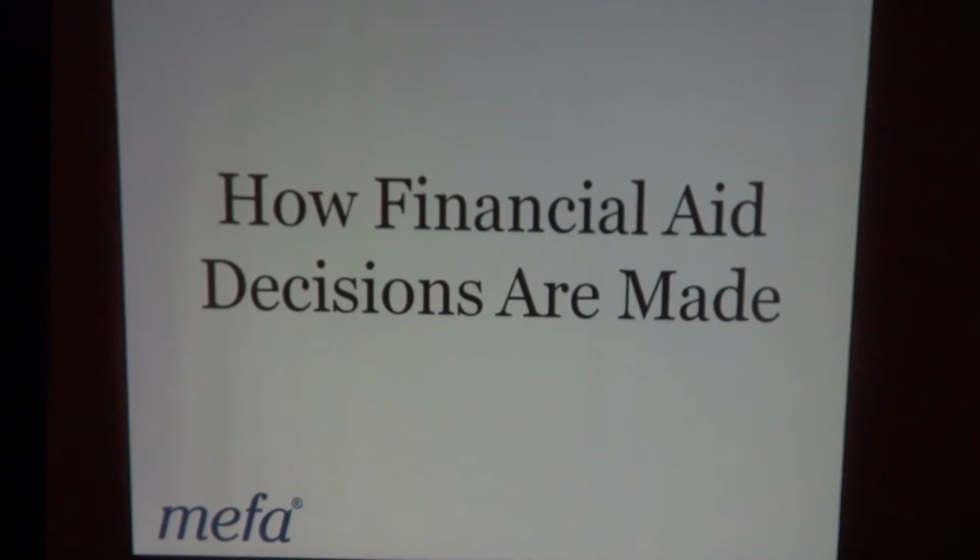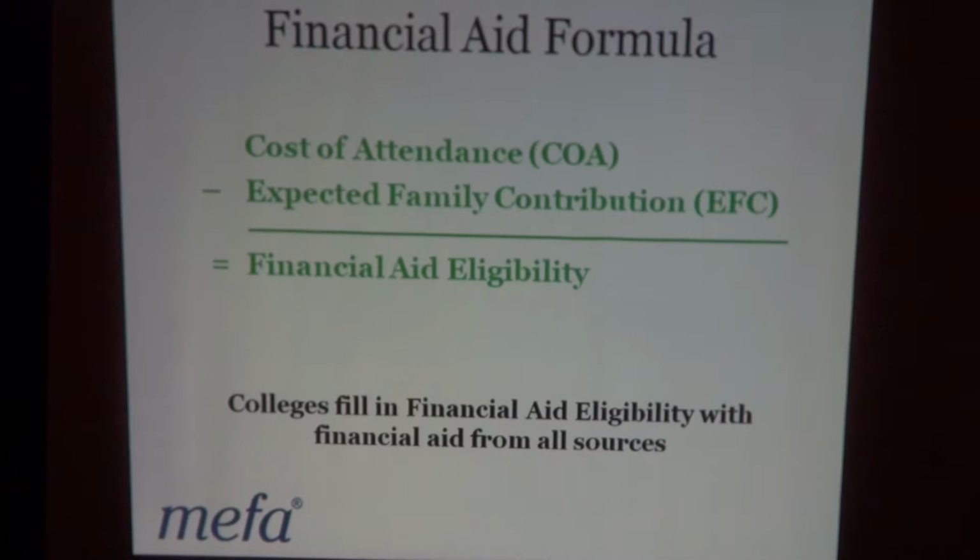So now we're going to look a little bit at how financial aid decisions are made. It's a very basic formula. You take the cost of attendance at a school, subtract out the EFC, the estimated family contribution, and that gives the figure which is a student's financial aid eligibility, or need, as it's often referred to. So colleges will then fill in that need or financial aid eligibility with financial aid from a variety of sources.